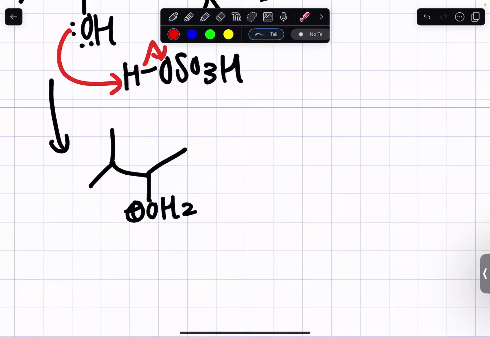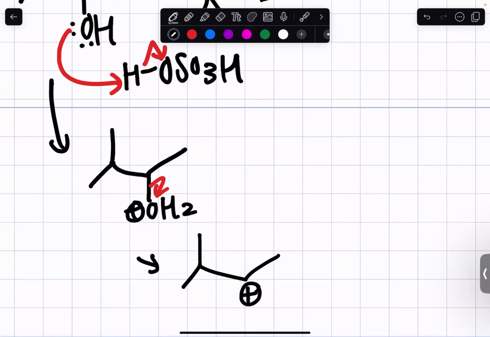Like once we have this good leaving group, that good leaving group can just leave by itself. So let's just kick that out, right? When that happens, what charge do you think this carbon is going to have right here that just lost the bond? Yeah, positive charge. That's right. And whenever you have a carbocation or a positive charge, do you remember what step you always have to look out for?